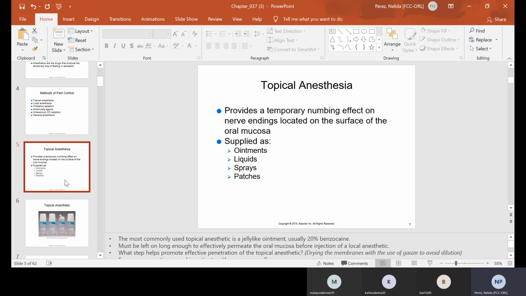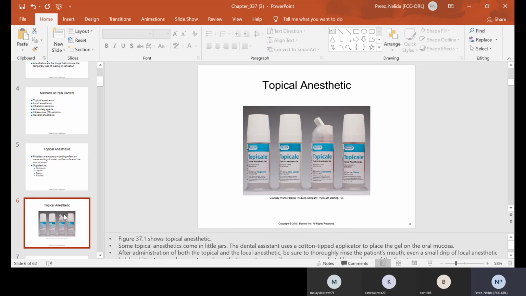And topical is mainly what you guys are going to be putting on the patient. It provides a temporary numbing effect on nerve endings located on the surface of the oral mucosa. It's supplied as ointments, liquids, sprays, or patches. I will tell you though that the most common one we use in the office is gel. It comes, this is a little different kind, but it comes in a little jar, and we take a cotton tip applicator and we put a little bit on the cotton tip applicator, and then we put it in the area above the tooth on the tissue where it's going to be injected. We'll talk a little bit more about that.